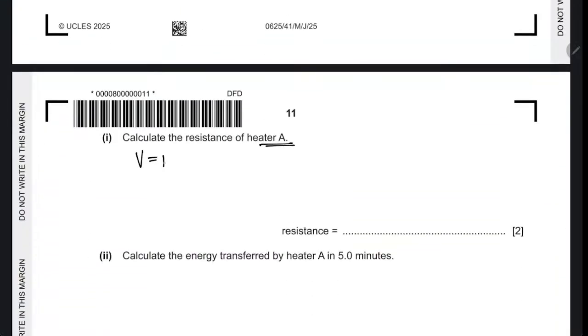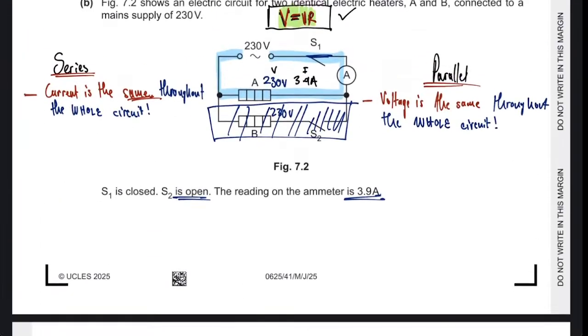V is IR. It's so depressing because it's just Ohm's law many times. So how can you not use it? You're going to be using Ohm's law many times. I know that you're going to be using some information from here. That current is the same throughout the circuit. Voltage is the same. I know that. But at the end of the day, you have to use this formula for all your calculations. You are going to see what I'm saying.